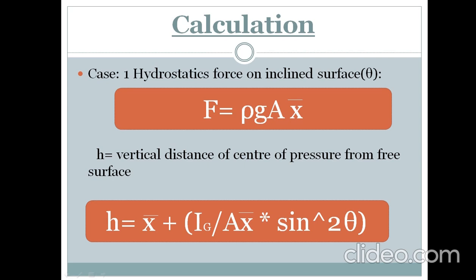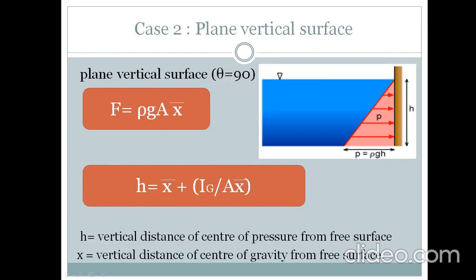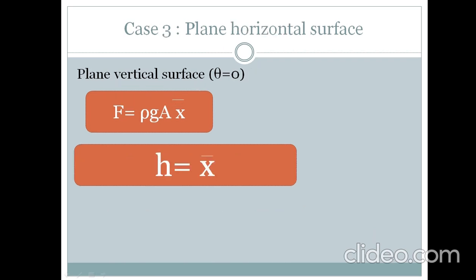Case 2, plane vertical surface, where theta is equal to 90 degrees. So hydrostatic force F is equal to rho g A h bar, and center of pressure h is equal to h bar plus Ig upon A h bar. Case 3, plane horizontal surface, where theta is equal to 0 degrees. So hydrostatic force F is equal to rho g A h bar, and center of pressure is coincident with center of gravity.